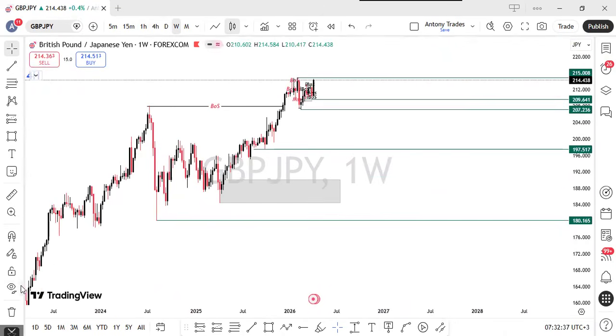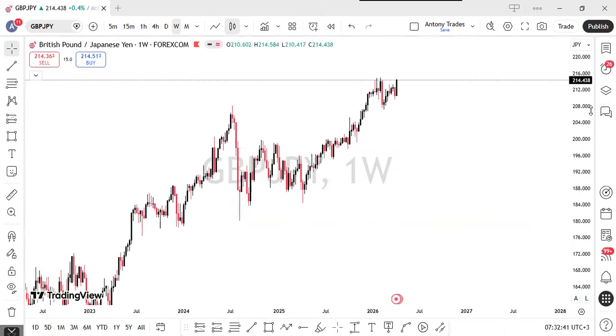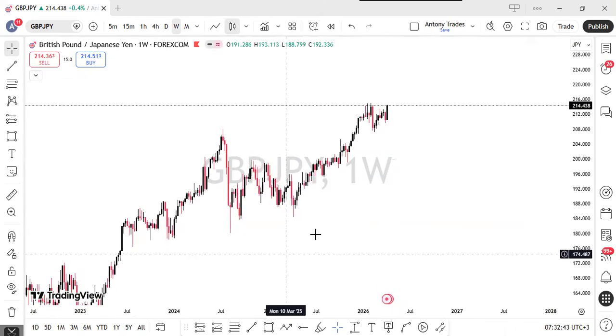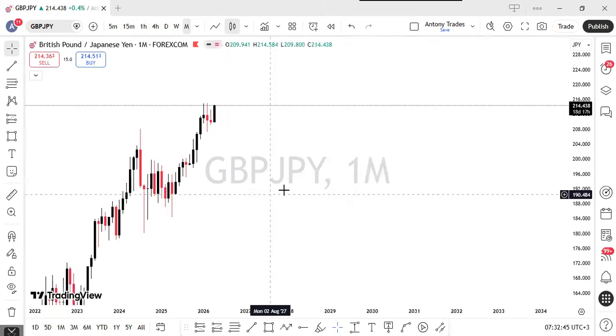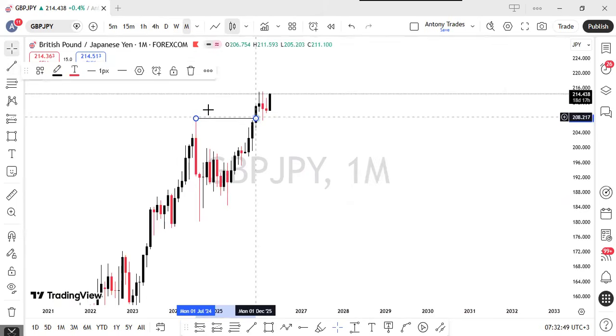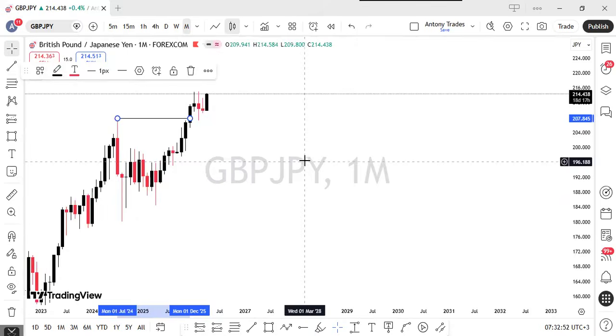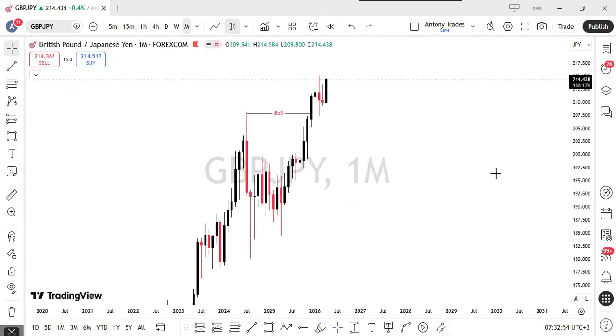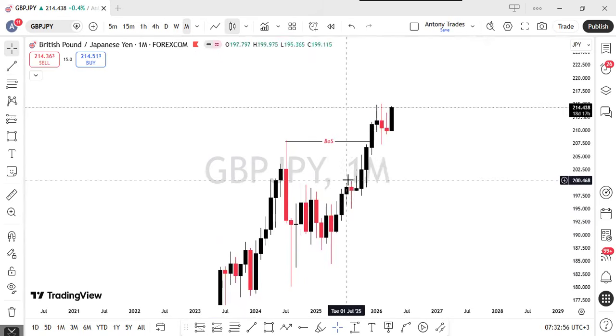Okay, so let me clean my charts. So what do you see here on the weekly time frame, people? Let me go back to monthly a little bit. From the monthly, we have this break of structure here. That is our last break of structure. In terms of fractal, this is the last fractal break of structure to the upside. We have a small fractal break here.